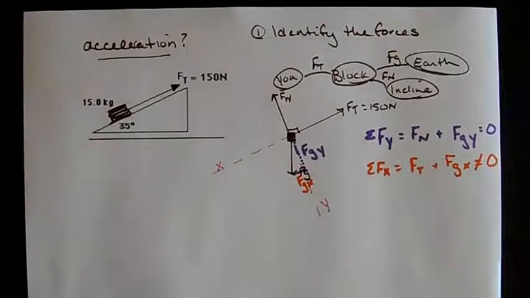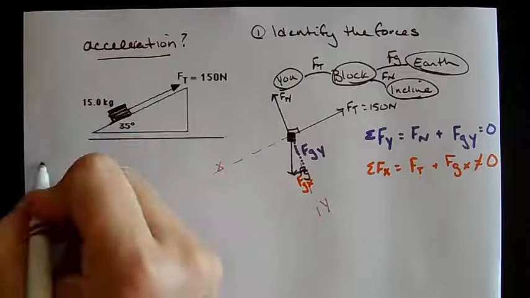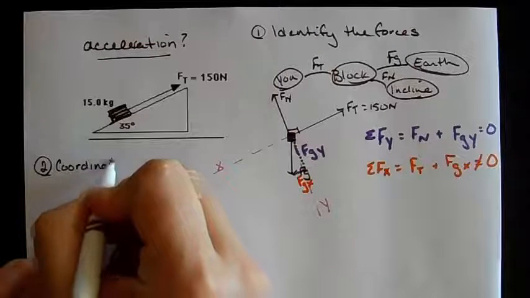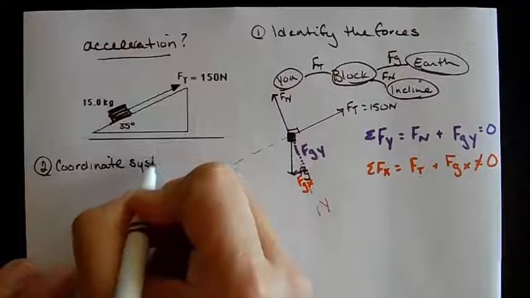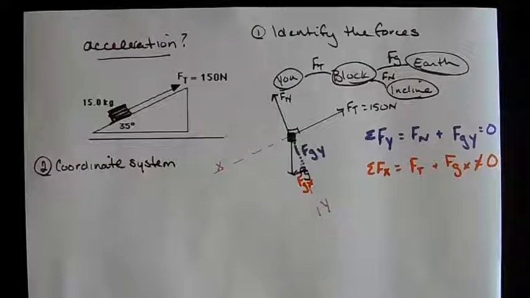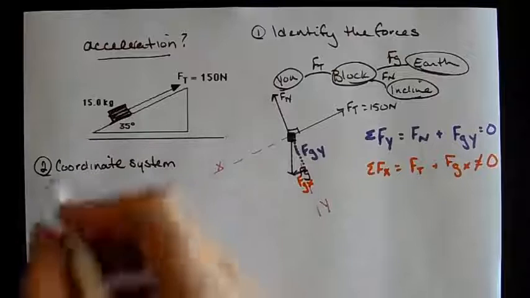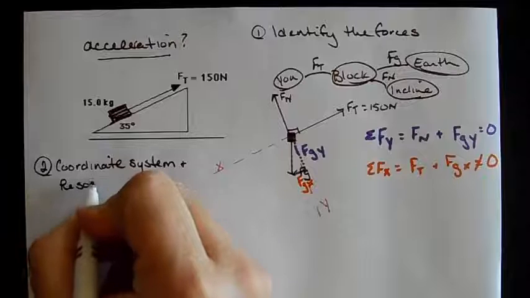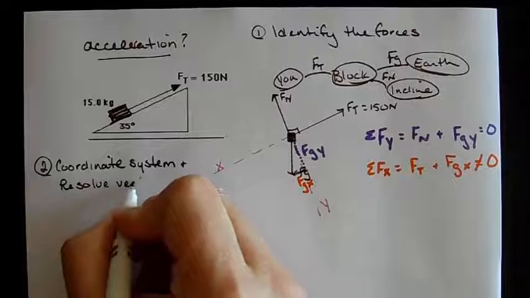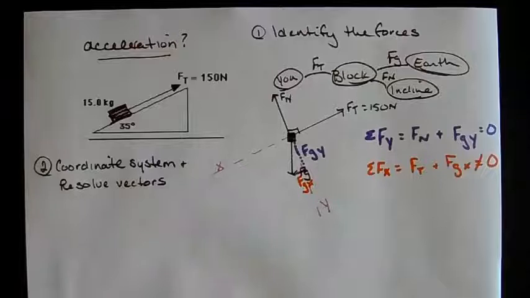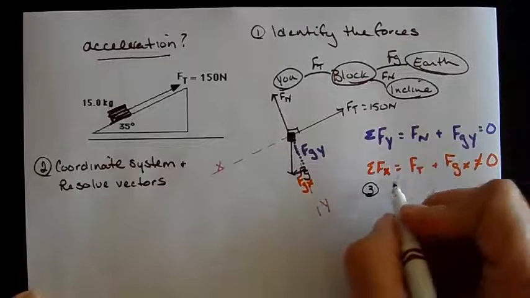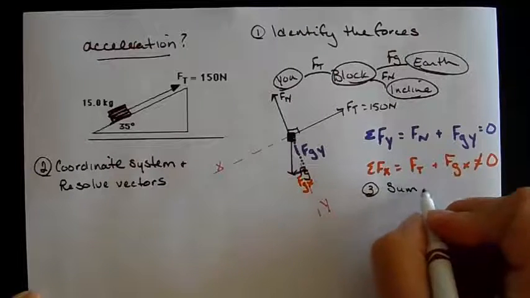So I guess this is step 2, right? We have defined our coordinate system. So we've got this coordinate system. And we have used that to resolve our vectors. So that kind of goes along with this. So define your coordinate system and resolve your vectors. Okay. So that really kind of helps. And then over here, I guess you could make this a step 3. Well, you could sum your forces.